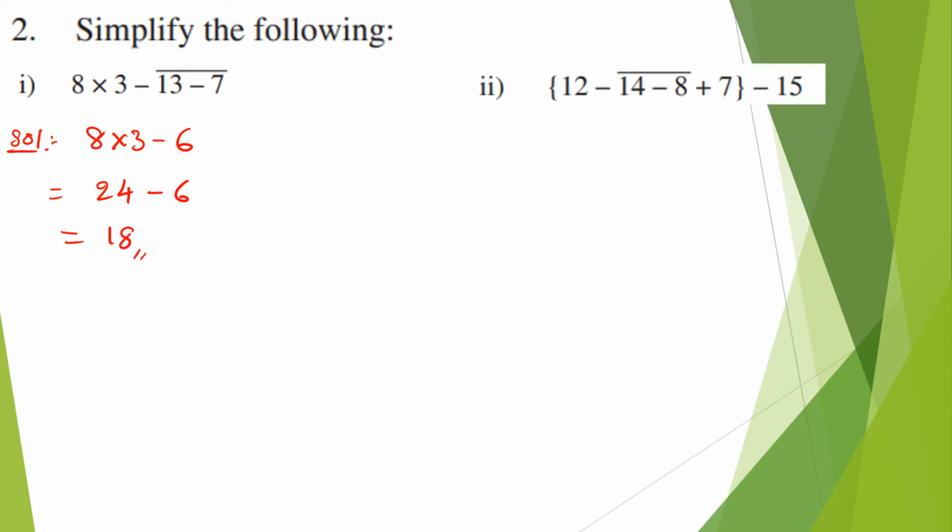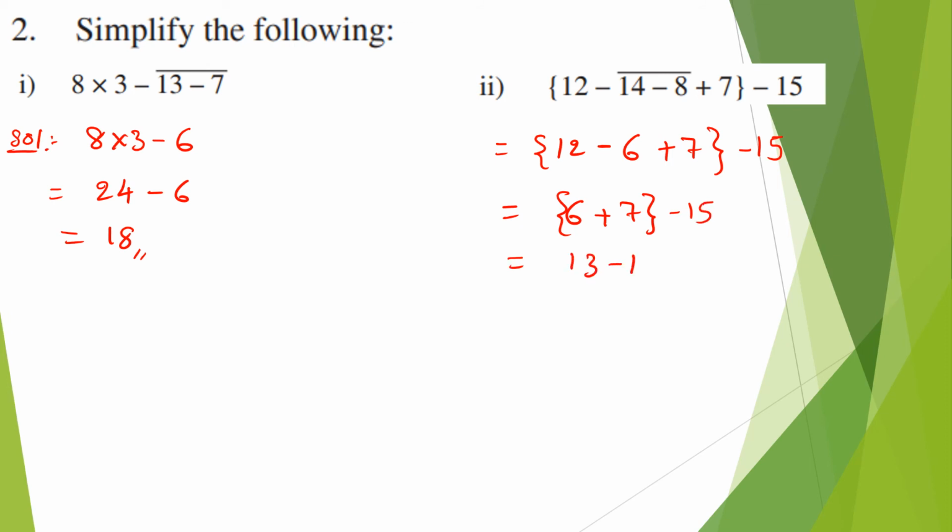Here they have given 12 minus of 14 minus 8 plus 7 minus 15. First calculate inside the vinculum bar: 14 minus 8, how much is it? 6. Plus 7. Now calculate inside the curly brackets. 12 minus 6 is 6. 6 plus 7 is 13. Write 12 minus 6, 6 plus 7, in another step. Now 6 plus 7 is 13, minus 15. Now open the curly brackets also. 13 minus 15 should be minus 2. That is the answer.